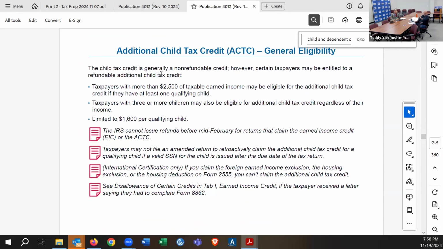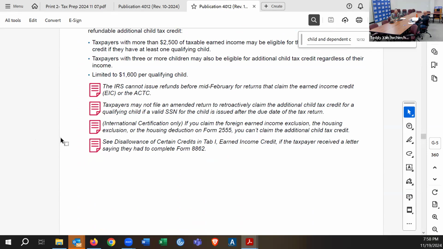And then there's additional stuff for additional child tax credit. Taxpayers with more than $2,500 of taxable earned income may be eligible for the additional child tax credit if they have at least one qualifying child. Limited to $1,600 per qualifying child, and there's a bunch of other stuff.